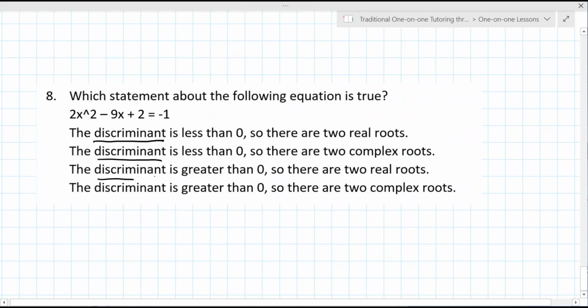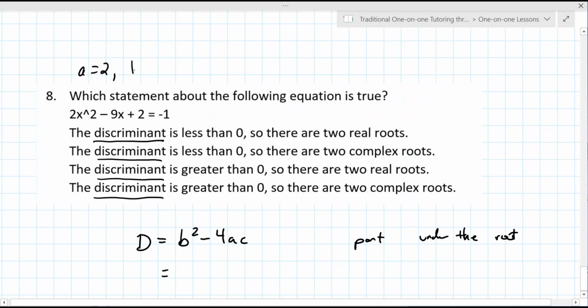If you remember, the discriminant in the quadratic formula is the b squared minus 4ac. It's the part under the root. So first we need to be able to calculate it. A is 2, B is minus 9. Now, the problem here is this 1 should have been added over, so C is actually 3. Now, would you mind calculating the value of the discriminant for me?